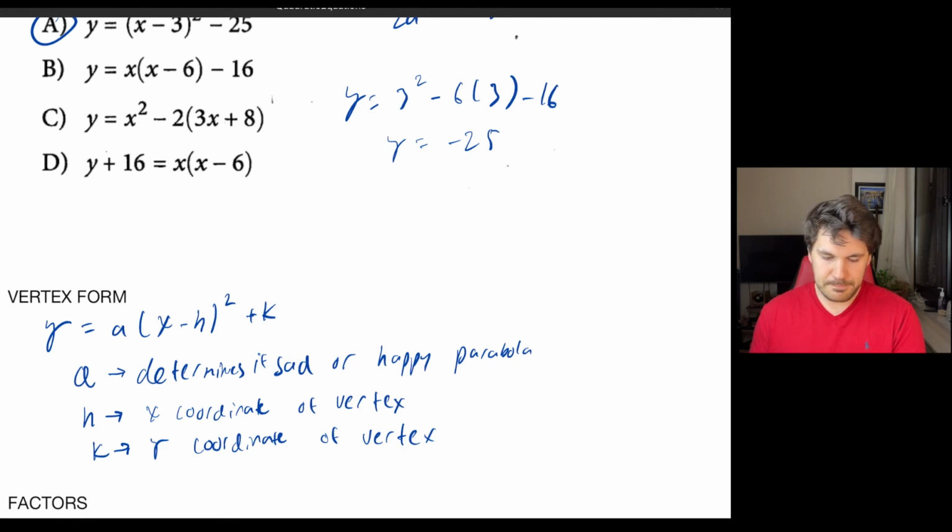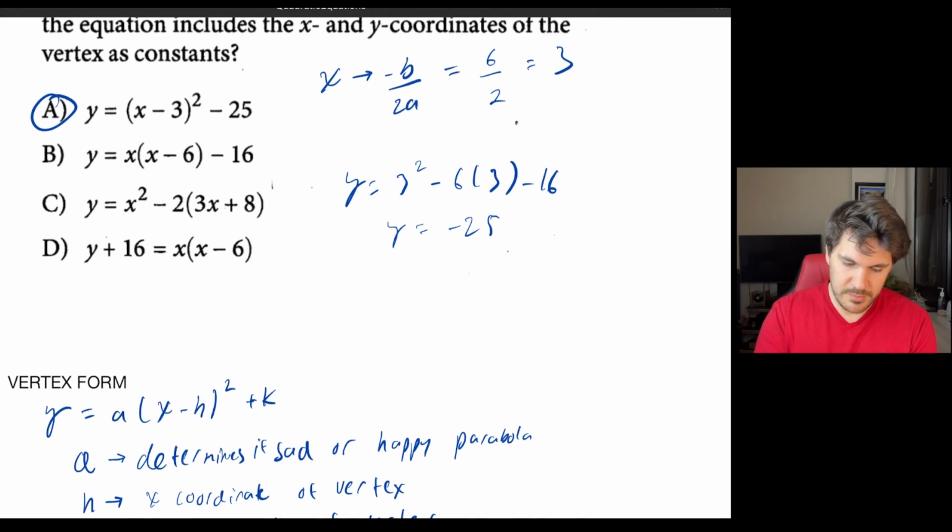So in the previous example, where we had y equals x minus 3 squared minus 25, A would have been 1. The x-coordinate of the vertex would have been positive 3. And the y-coordinate of the vertex would have been negative 25.